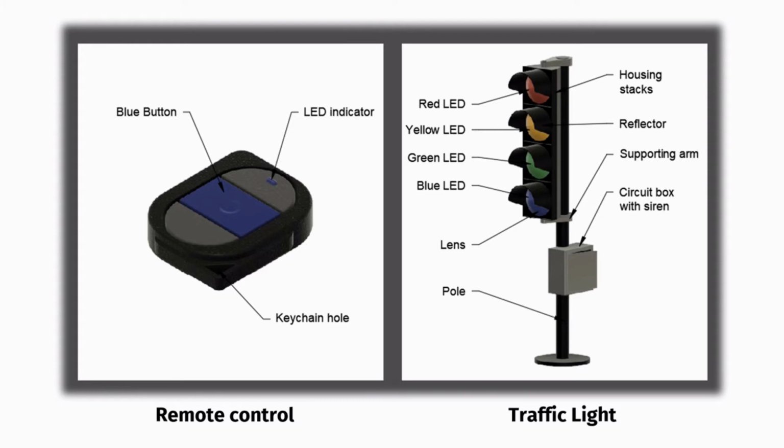And for the traffic light, as you can see here, there are 4 different LEDs in our traffic light, which are red, yellow, green, and finally we added blue, which indicates an emergency situation. We have also labeled the housing for the LEDs of the traffic light, and also the reflector, the supporting arm to hold these housings, the circuit board, which is also our controller board, a lens for the LED, and finally the pole of our traffic light.